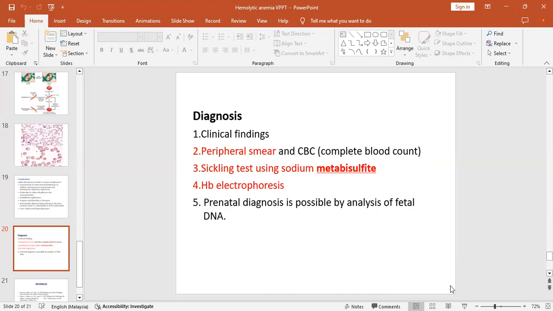A drop of blood is taken on a slide and one drop of sodium metabisulfite is added onto the slide. It is covered with a cover slip and the sides of the cover slip are sealed, and it is examined under the microscope. Presence of sickle cells indicates sickle cell disease.